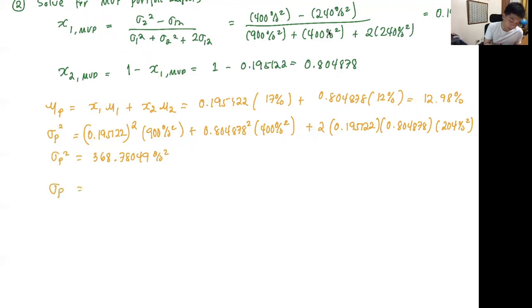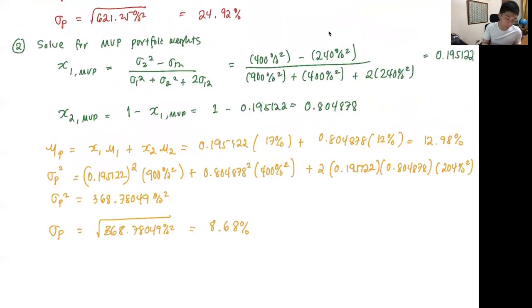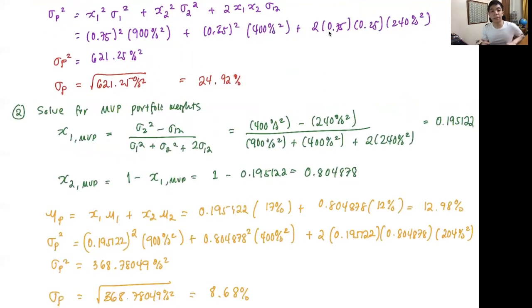Again, we can take the square root of this. So that standard deviation will be the square root of 368.78049% squared. And this should be equal to 8.68%.